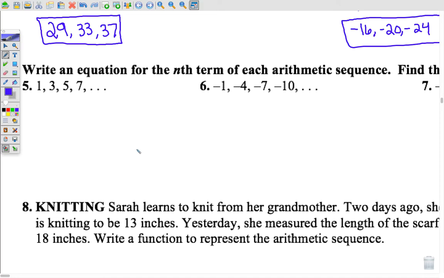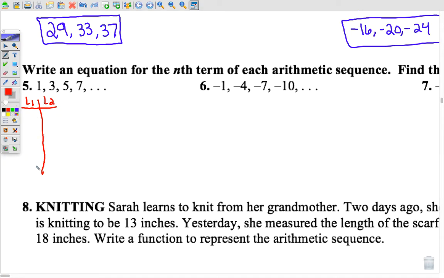So for number 5, we have 1, 3, 5, and 7. So here's what we're going to do. First thing we're going to do is make a table, because I'm going to show you how to get an equation very easily from this. So in our table we're going to have your L1 and L2, because we're going to put this into stat edit.